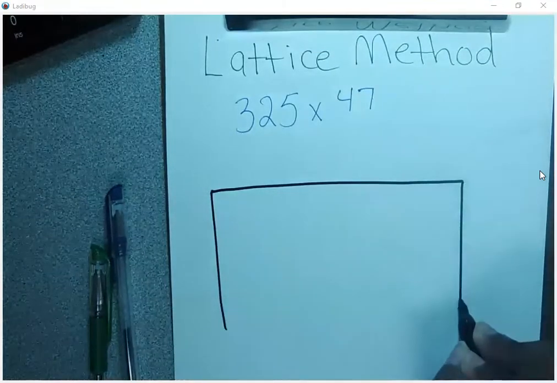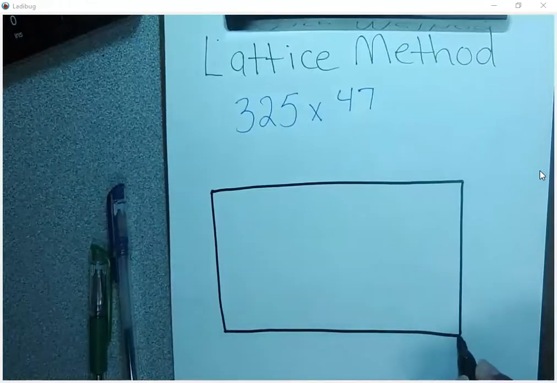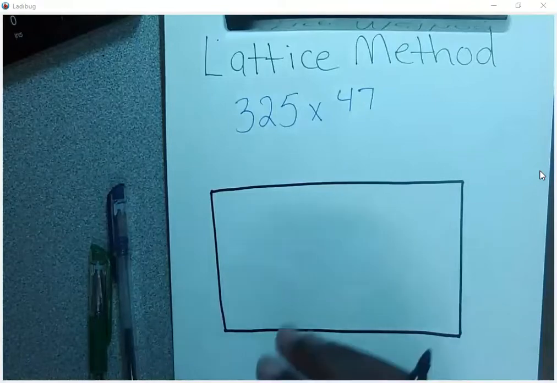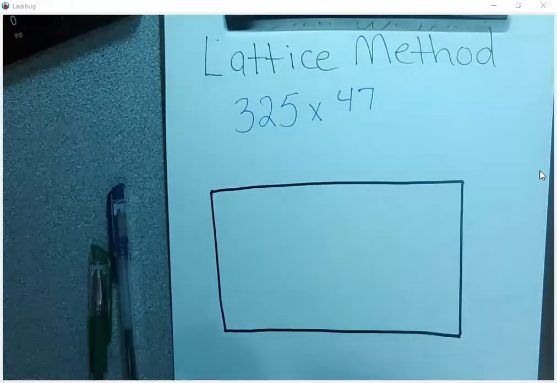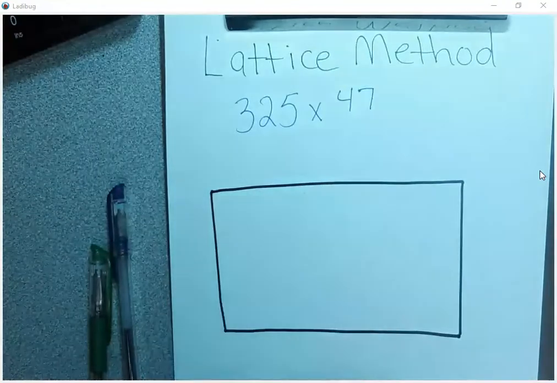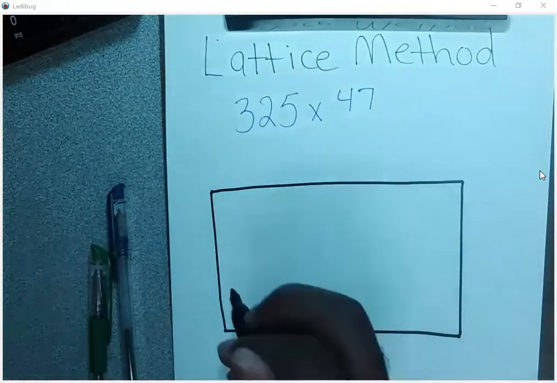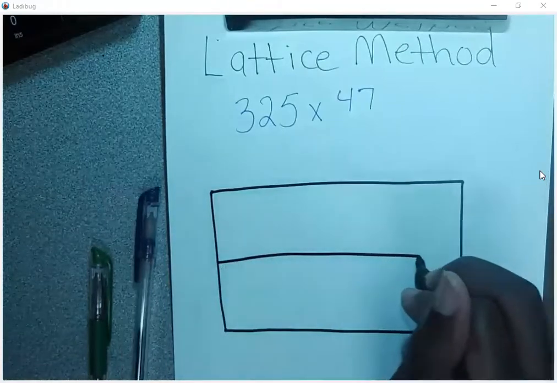And inside the rectangle, we're going to have some boxes drawn. Now, how do you determine how many boxes you need? Based on how many numbers you're multiplying. Since you're multiplying 3 digits by 2 digits, you'll need 6 boxes. 3 times 2 equals 6. So I'm going to create 6 boxes.